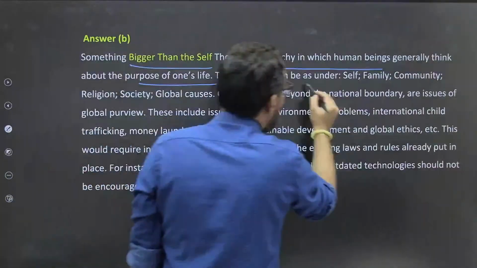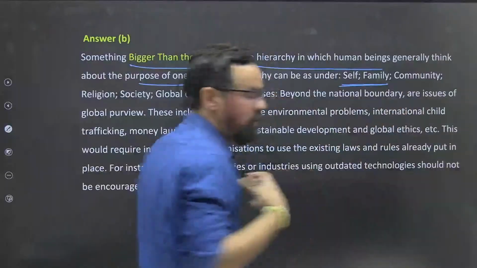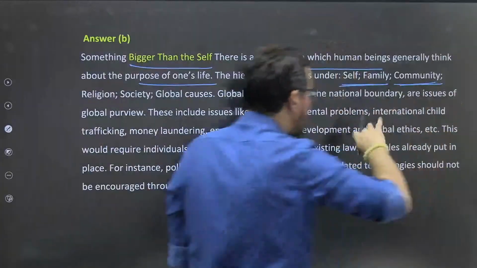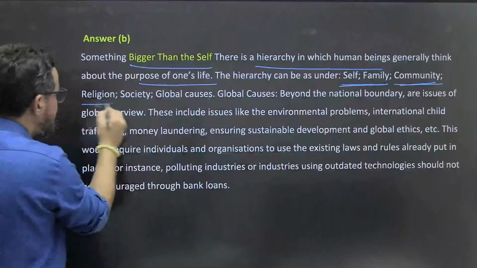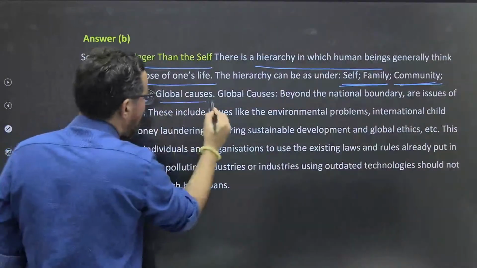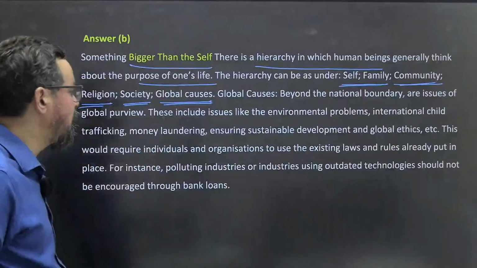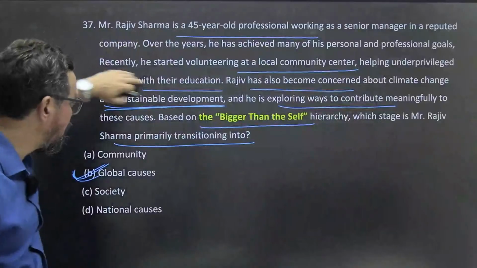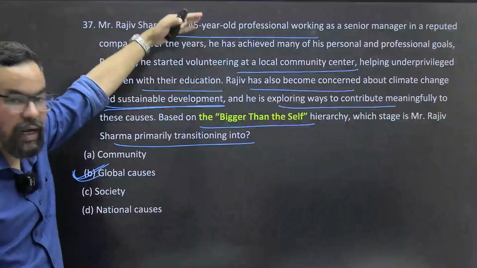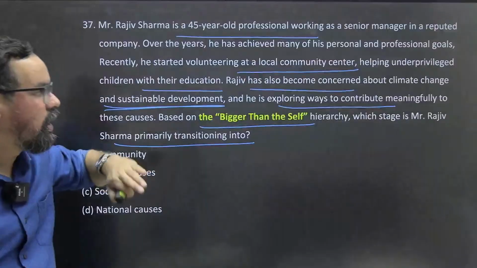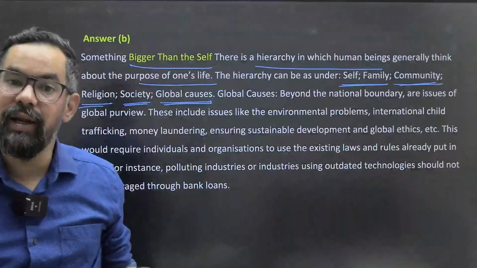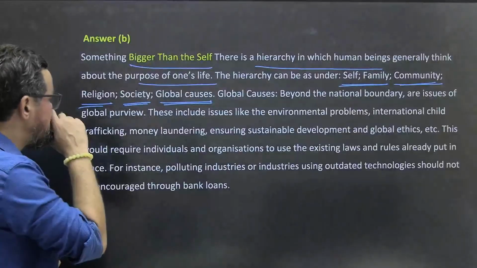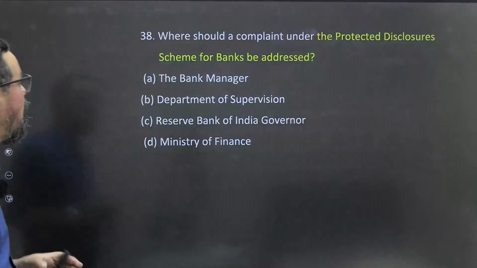The hierarchy can be: self, first yourself, then family, then community, our surroundings, then region, then society, then global causes. So Mr. Rajiv Sharma was earlier doing these kinds of things, and now he is working toward climate change and sustainable development. It is the kind of an international issue. So that's why option B was the right answer for this one.